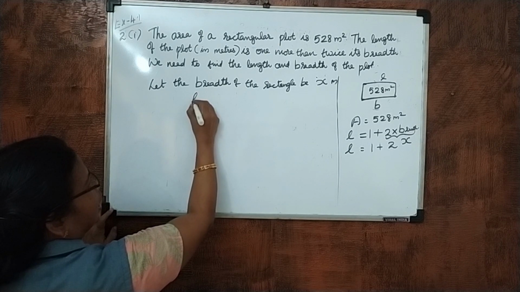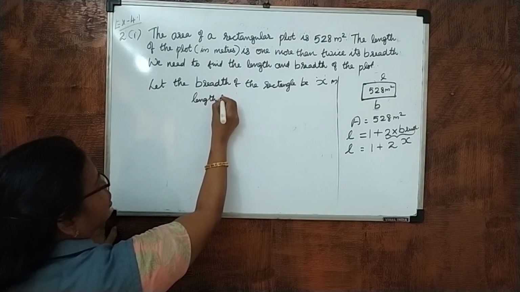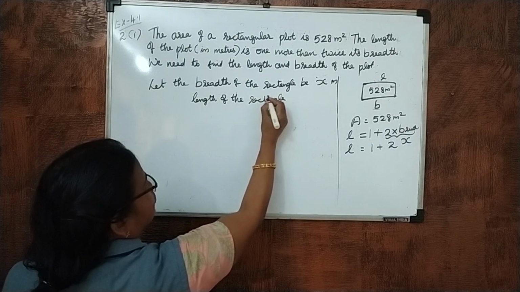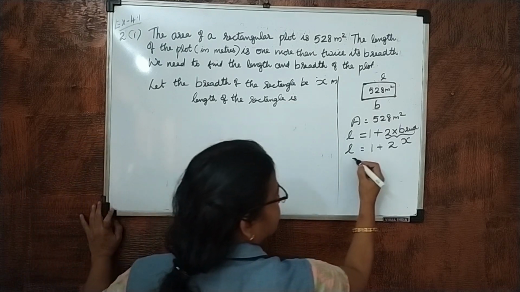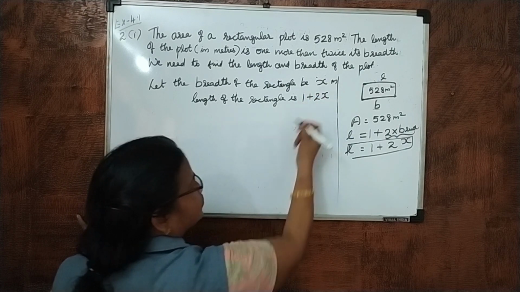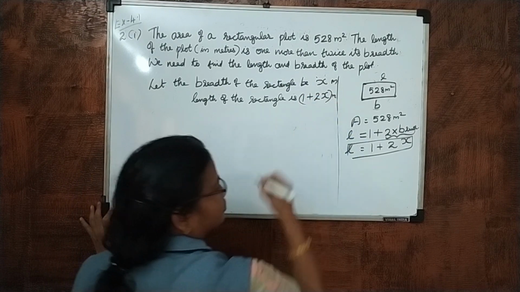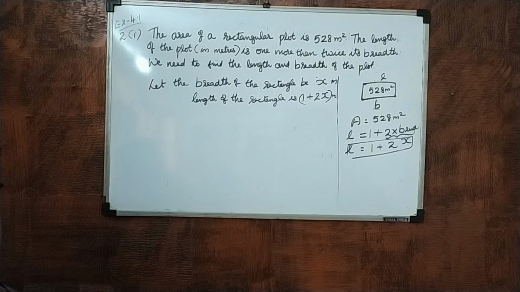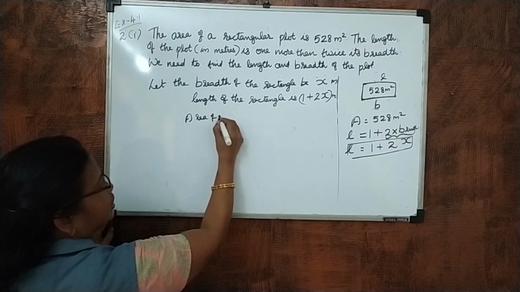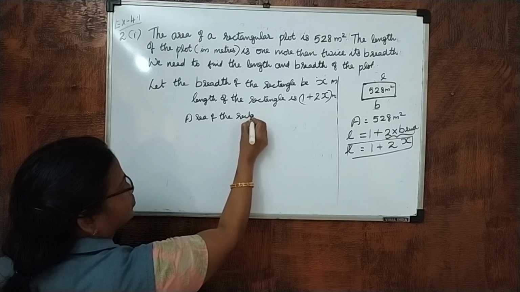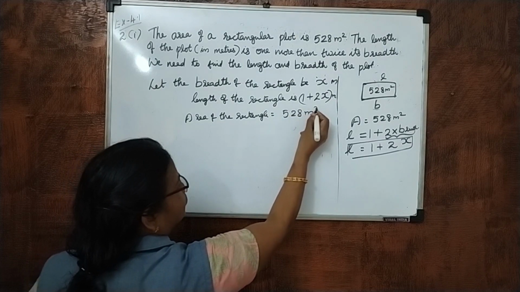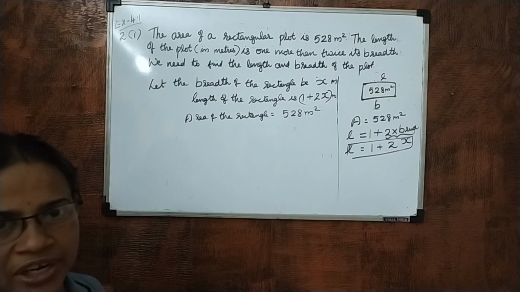After that, what about length? Length of the rectangle equals 1 plus 2x meter. Then what they told you is that the area is equal to 528 meters square. So area of the rectangle equals 528 meters square. Now how will you find that quadratic equation?